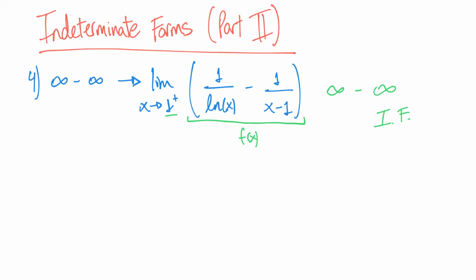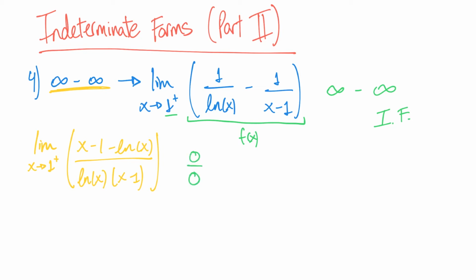Now, what can we do? Well, very simple. First thing, we're going to rearrange how everything looks, and it's going to be our go-to move when we have an infinity minus infinity type of limit. So we have the limit as x approaches 1 from the right of x minus 1 minus the logarithm of x, divided by the logarithm of x times x minus 1. And at this point, if we try to plug in the value, we realize that now we have a 0 over 0 indeterminate form.